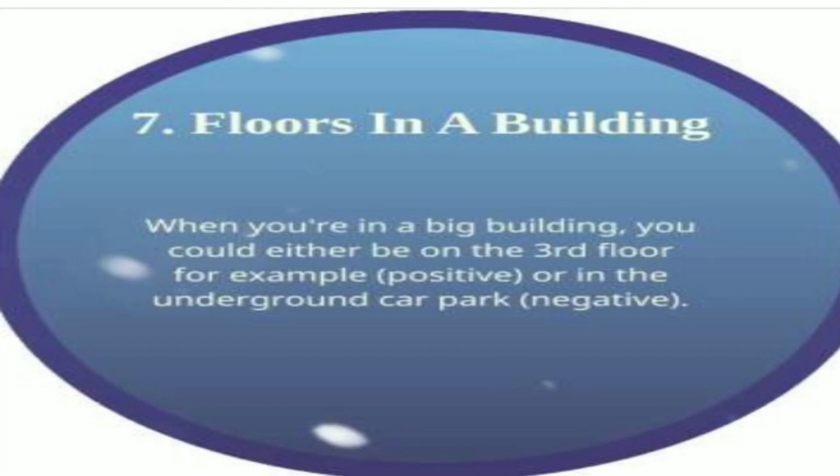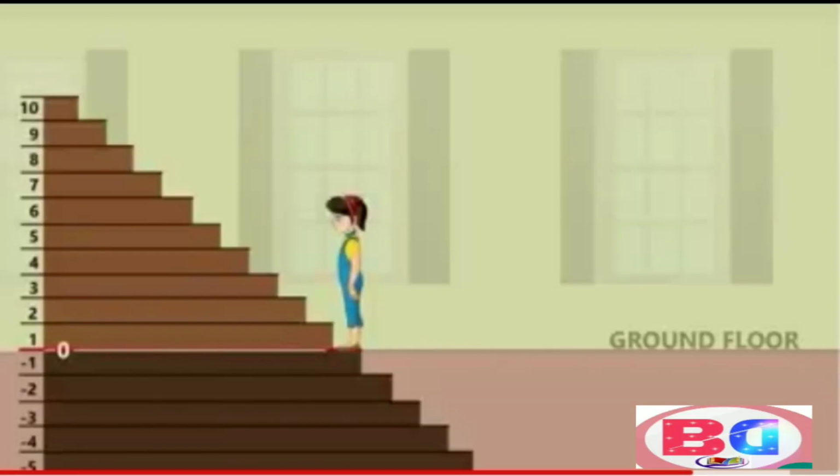Now, taking different practical situations, just observe your surroundings and how you can compare two integers. When you are in a big building, you could be on the third floor, for example, which is positive. When you are on the third floor, it is the indication of the positive. The underground car park is negative. Let us see here.